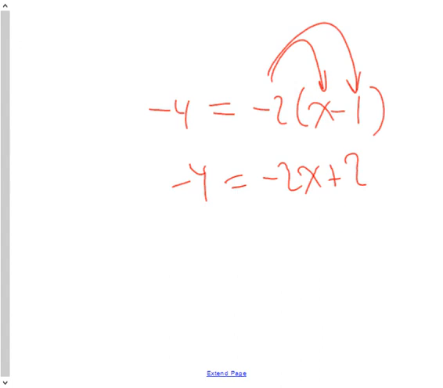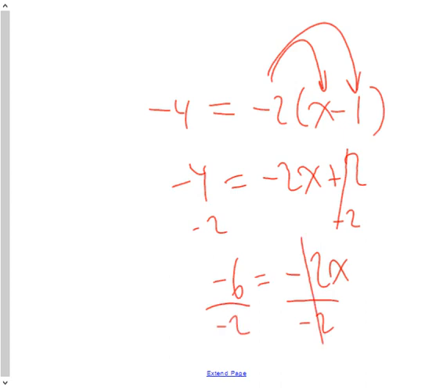To get rid of it, you're going to subtract 2 from both sides. Negative 2x equals negative 6. Divide both sides by the coefficient, and Bob is your uncle. Negative 6 divided by negative 2 is a positive 3. Bob's really your uncle? Interesting. Yep, I'll press pause.